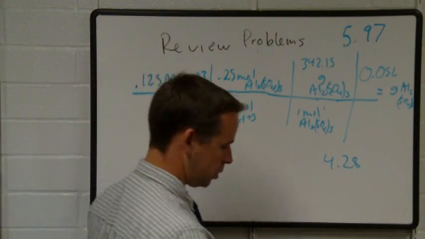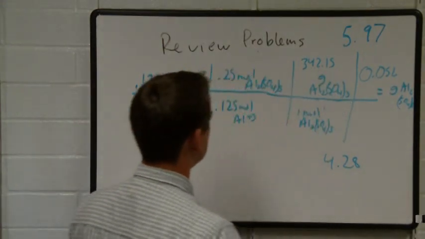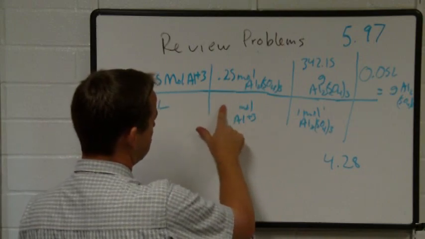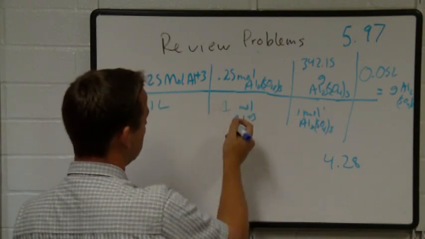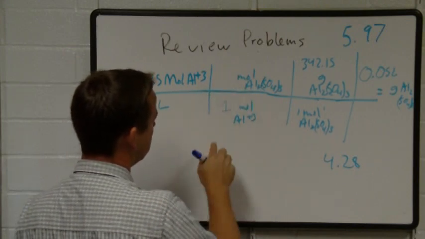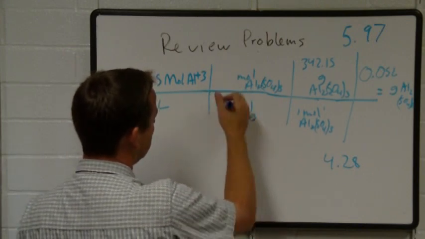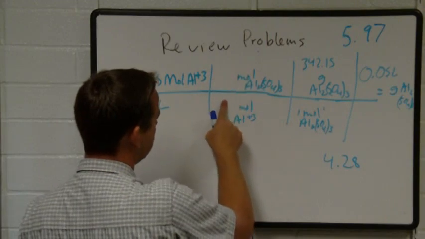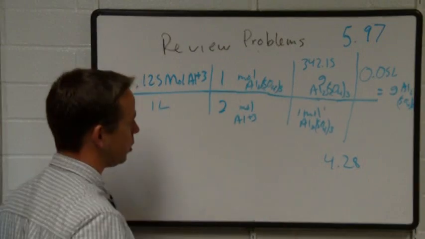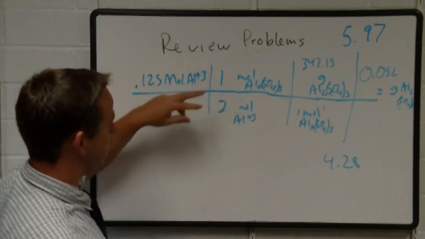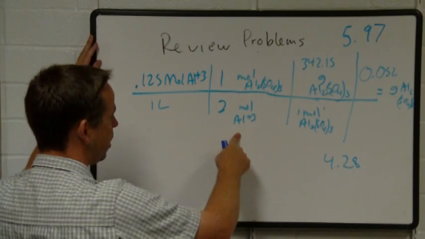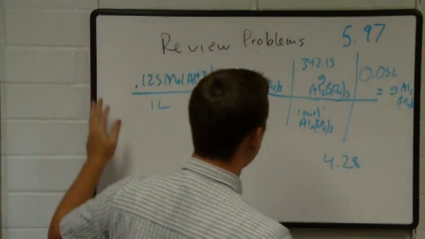Oh, no. Let's see. For every 1 mole of aluminum, there's a half. So you get 2 moles of aluminum for every 1 mole of aluminum sulfate. So that was the problem there. For every 1 mole of aluminum sulfate, there's 2 moles of aluminum. All right? So let's see if that fixes things.